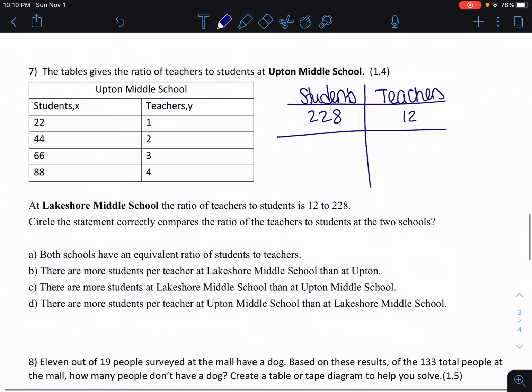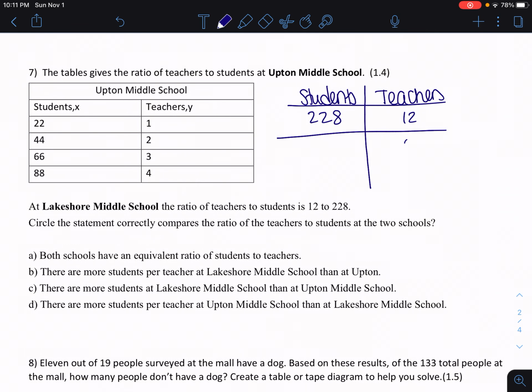Now, when I looked at this one, I said, well, if I get this to 1, I can compare it to this first line. So if I divide this by 12, 12 divided by 12 is 1. If I divide this by 12, I used my multiplication chart and I got 19. So now I can compare these 2 rows here. And I can say, well, Upton Middle School has 22 students per teacher, and Lakeshore has 19 students per teacher.